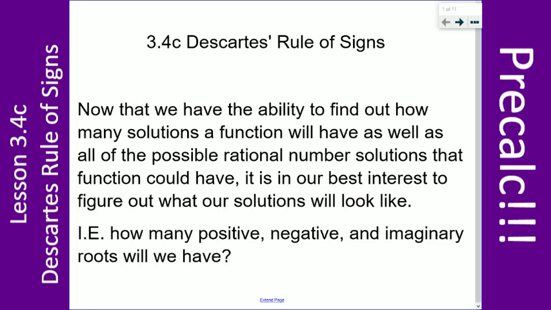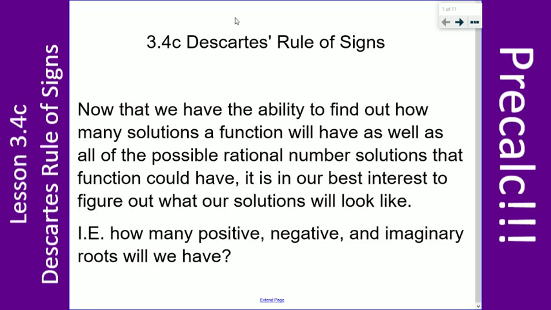All right, here we go with Descartes' rule of signs, the last of the three sections in 3.4 that we're going to be looking at. So we have looked at how to build a polynomial, and then we have discovered that there are literally infinity numbers you can pick from to try when you're trying to find solutions of a polynomial.